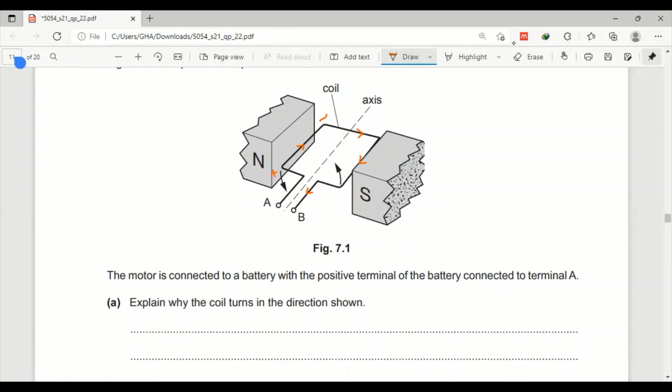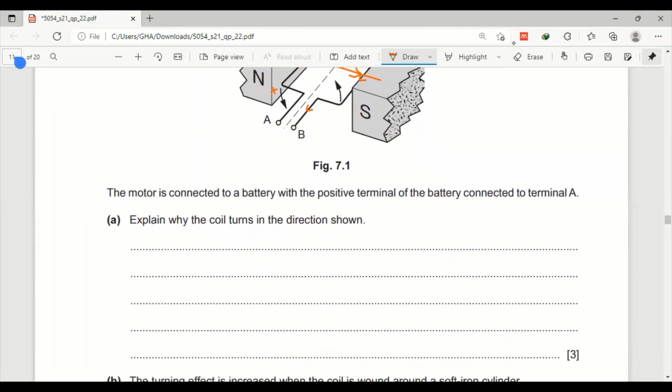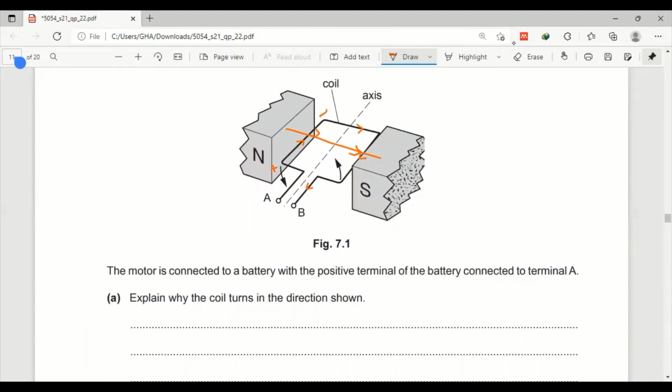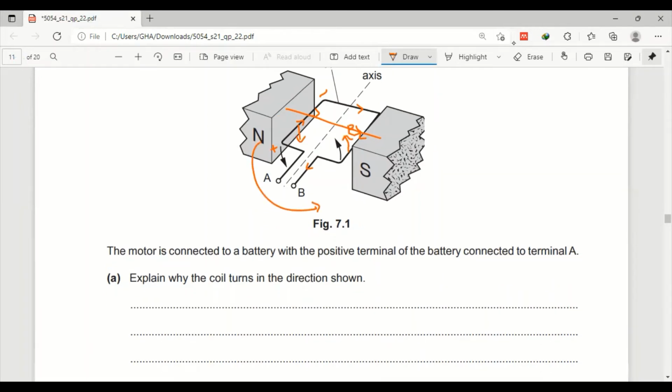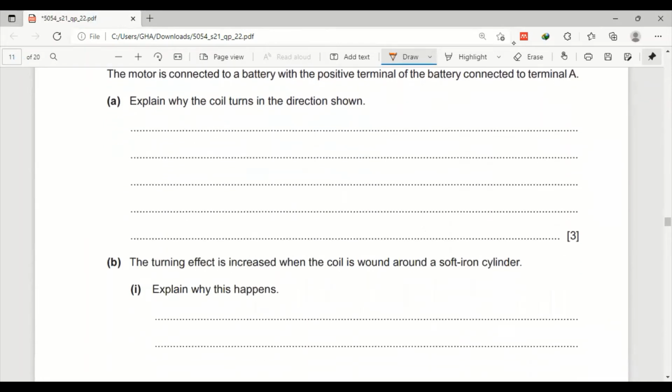So current, I repeat, current flows from positive to the negative, and here is the magnetic field. So when the current carrying wire is placed perpendicularly inside the magnetic field, it experiences force. According to Fleming left-hand rule, the direction of the force can be determined. So when Fleming left-hand rule is applied, the force at this end is downward and the force at this end is upward. So it rotates anti-clockwise. We have to write this in these lines.